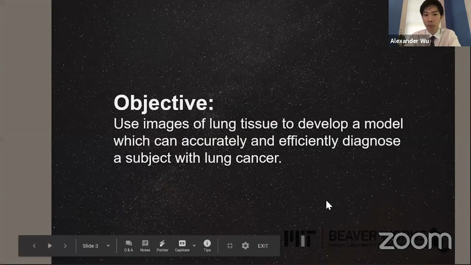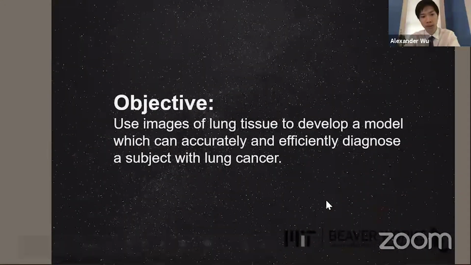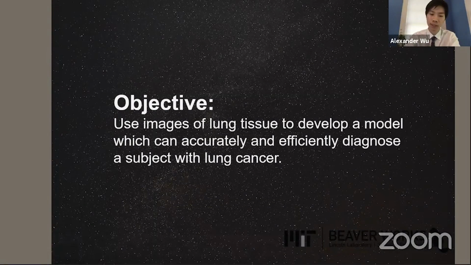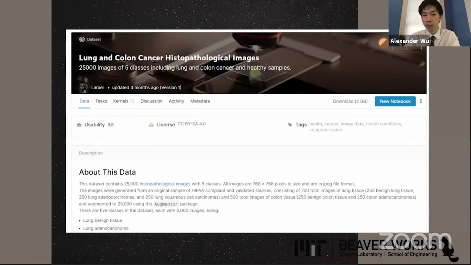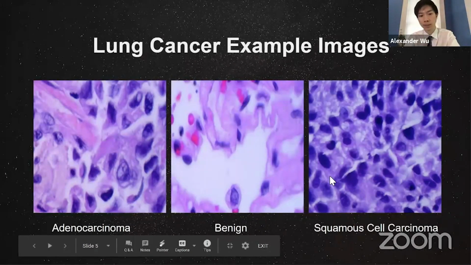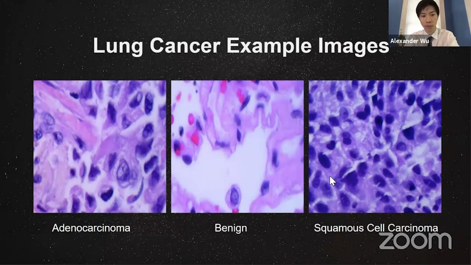Our objective for our project was to use images of lung tissue to develop a model which could accurately and efficiently diagnose a subject with lung cancer. Here's an image of the data set we use, which consists of 25,000 images of lung tissue and colon tissue, also known as histopathological images. Our team focused only on lung cancer, not colon cancer, which left us with 15,000 images out of the original 25,000. These 15,000 images consisted of 3 categories of images.